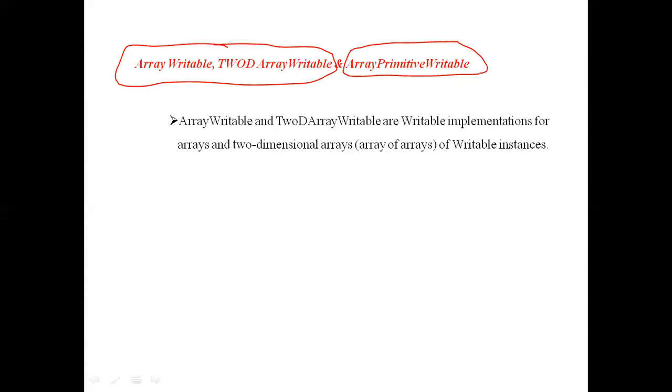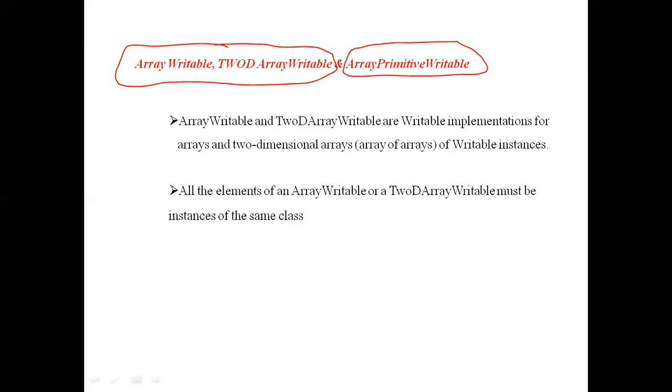That is the point you have to remember. Clear, the slight difference is array writable and 2D array writables are useful for Hadoop data types. Array primitive writable is used for Java data types. Now when we come to the first two, array writable and the 2D array writable, these two are used for creating one-dimensional and two-dimensional arrays. Okay, that is the first point.